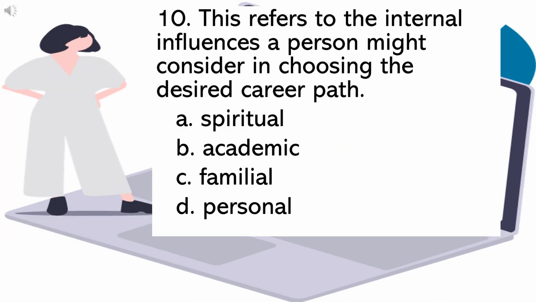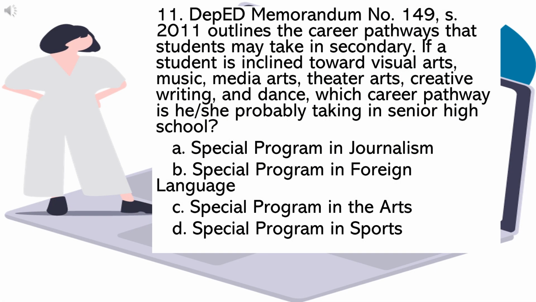10. This refers to the internal influences a person might consider in choosing the desired career path. A. Spiritual, B. Academic, C. Familial, D. Personal. 11. DepEd Memorandum No. 149, Series 2011 outlines the career pathways that students may take in secondary. If a student is inclined toward visual arts, music, media arts, theater arts, creative writing, and dance, which career pathway is she probably taking in senior high school? A. Special program in journalism, B. Special program in foreign language, C. Special program in the arts, D. Special program in sports.